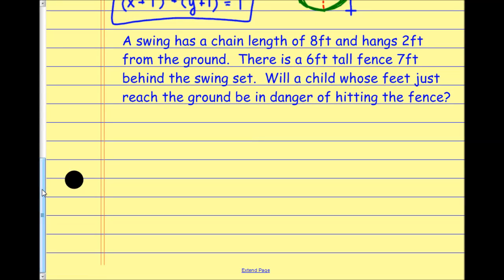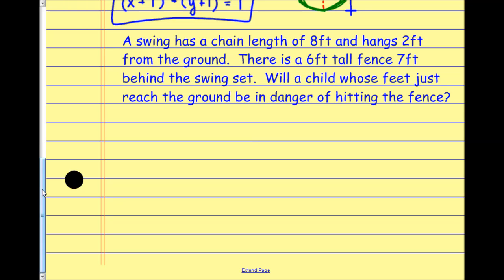Okay? If I take a look at this last one, I've got a swing set here that's got a chain length of 8 feet and hangs 2 feet from the ground. There's a 6-foot tall fence 7 feet behind the swing set, and I want to know if a child swinging on the swing whose feet just touch the ground will be in danger of hitting the fence? All right, so I need to know if I need to move this thing before somebody gets hurt.